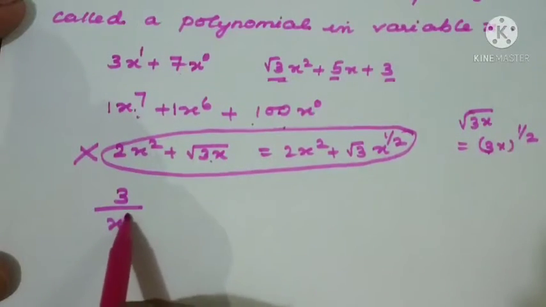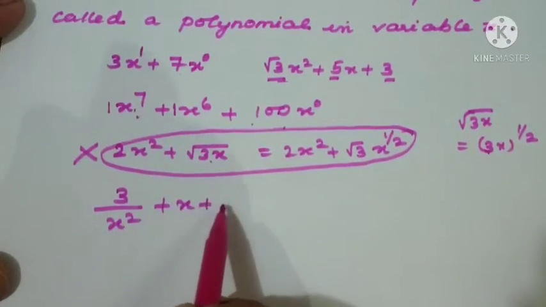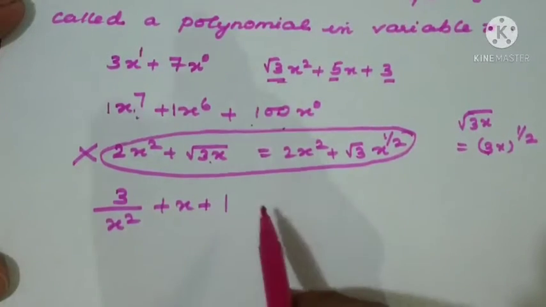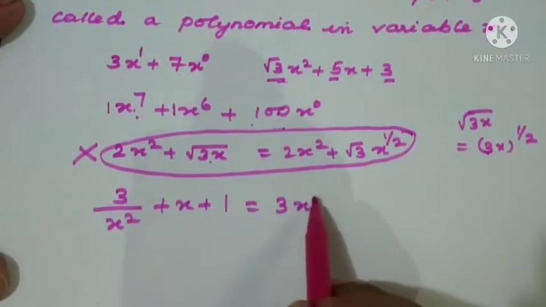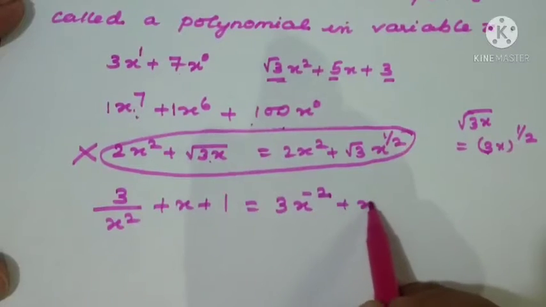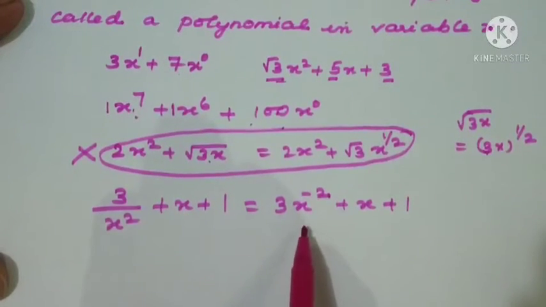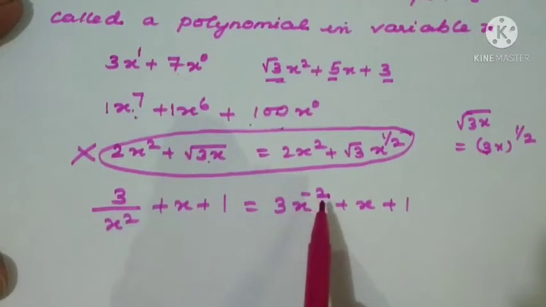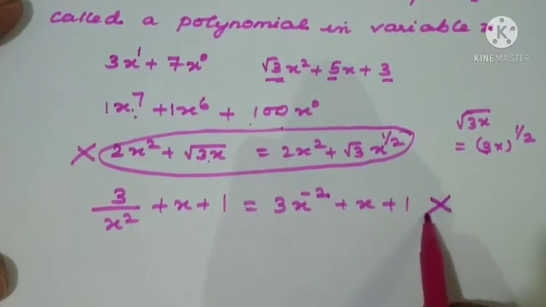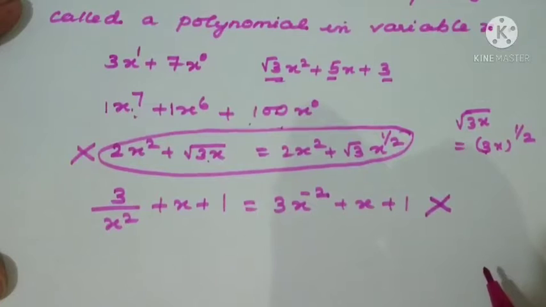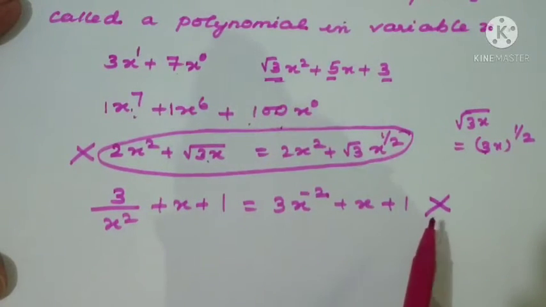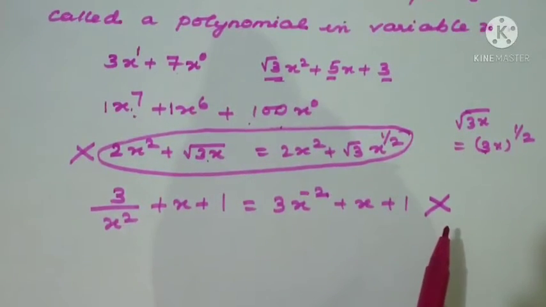Now another example, let us take 3 by x square plus x plus 1. What is the meaning of this? 3x raised to minus 2 plus x plus 1. So check the power of x now. It's not a whole number. It is a negative integer. Therefore, we can say it is also not an example for polynomial. Right? Like that you should check whether the power of the x is a whole number or not.